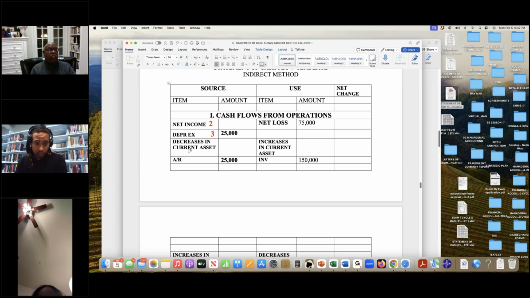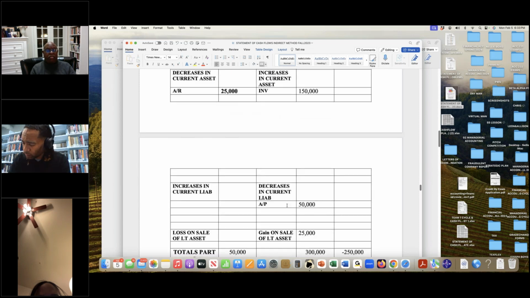Notice on the template, it's got where the current assets go. If the current asset decreases, it's here. If it increases, it's here. So in our problem, accounts receivable decrease is a source. Inventory went up, it's a use. So the template has it. Here are the current assets. Typically, we're working with accounts receivable and inventory. If they go up, they're over here as a use. If they go down, they're over here as a source. They'll always be right here, typically accounts receivable and inventory.